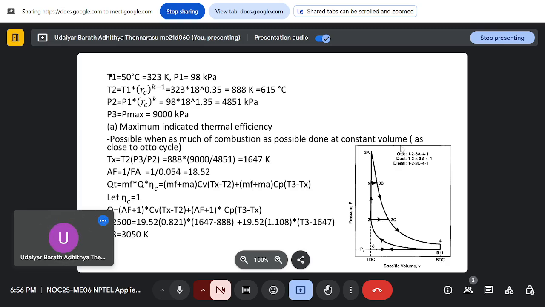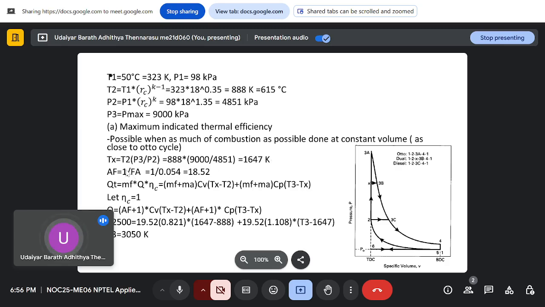The maximum possible is when the heat addition, the combustion, is done at constant volume. So we'll see the temperature Tx, which is T2 into P3 by P2, since it's a constant volume process. P3 is known, 9000 kilopascal, and we have found P2 by assuming a reversible adiabatic process from 1 to 2, which comes out to be 4851 kilopascal, and T2 is 615 degrees Celsius. Substituting the values, I get Tx as 1647 Kelvin.